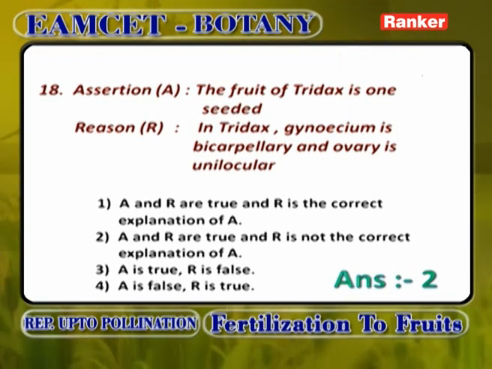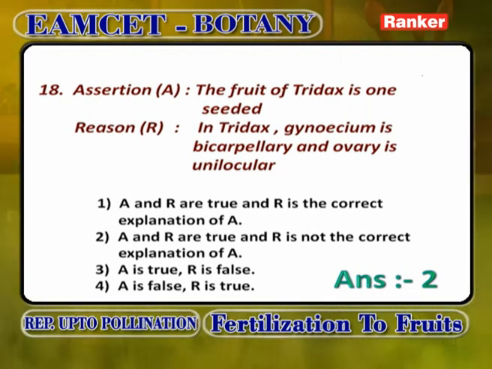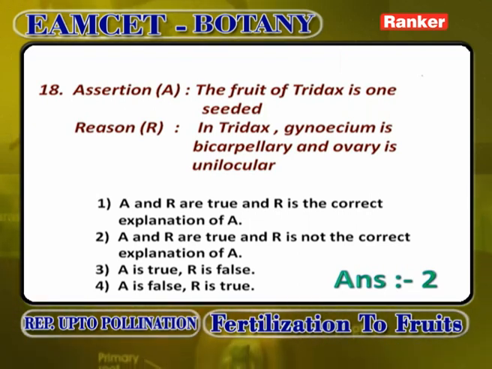The Tridax gynoecium is bicarpellary and the ovary is unilocular. Because the gynoecium is bicarpellary and the ovary is unilocular, the fruit is not single-seeded. Because of the presence of a single ovule, the fruit is single-seeded. So the assertion that the fruit of Tridax is one-seeded is correct. In Tridax, gynoecium is bicarpellary and ovary is unilocular is correct, but it is not the correct explanation of A. So answer is A and R are correct, R is not the correct explanation.